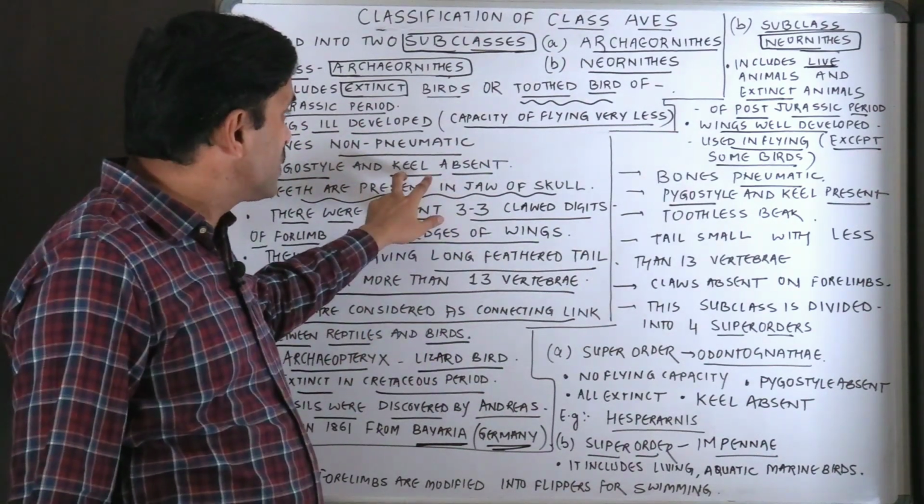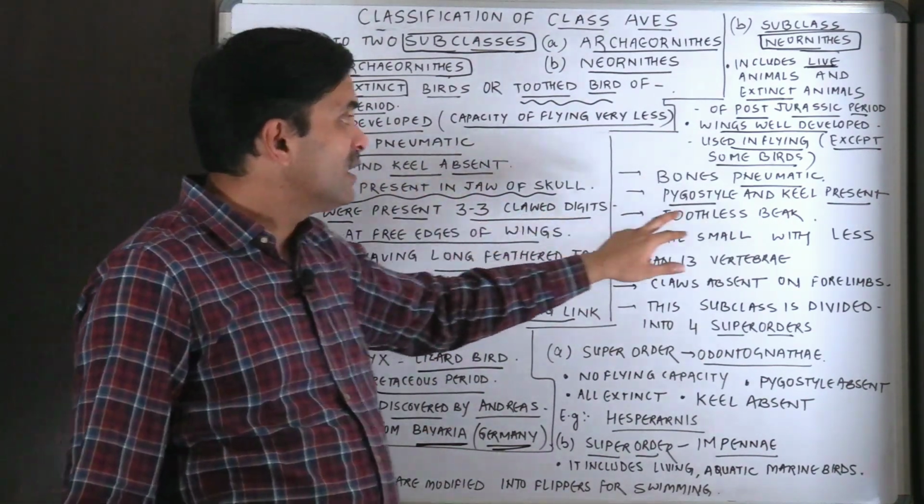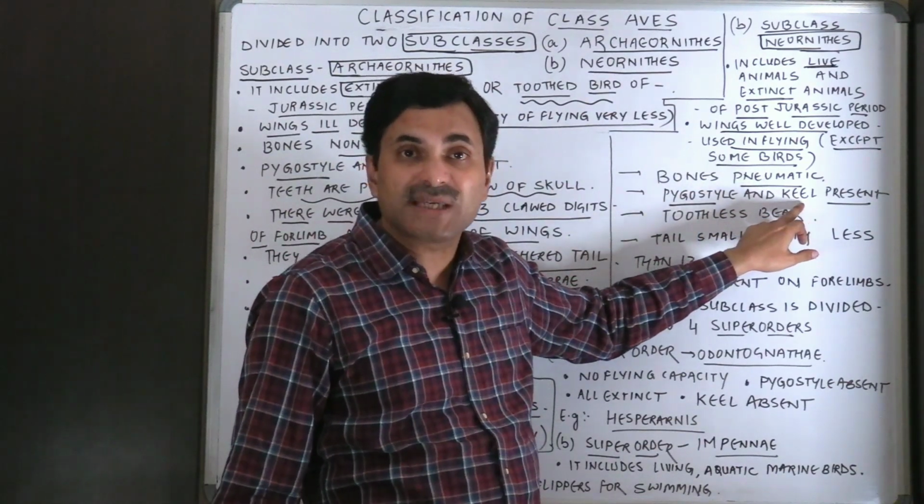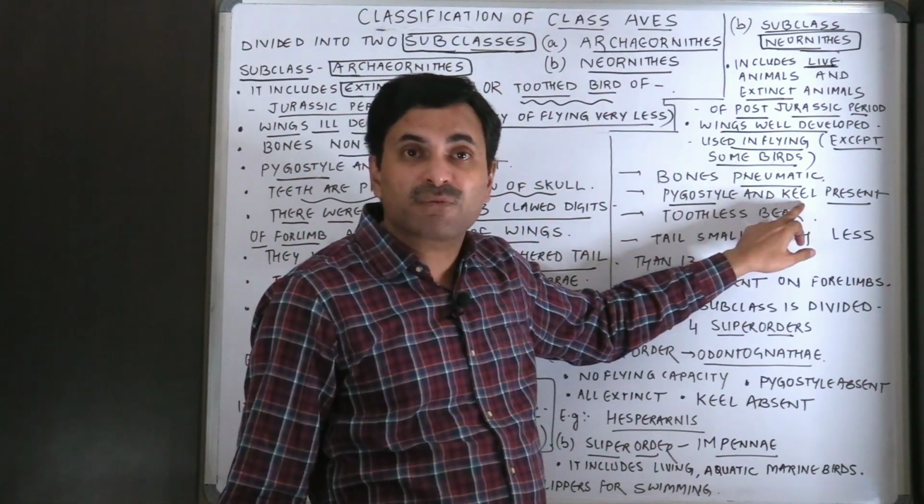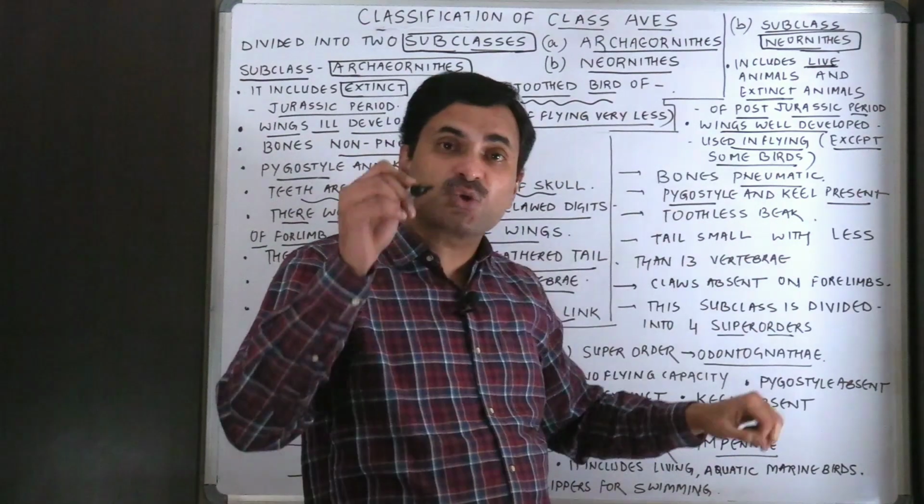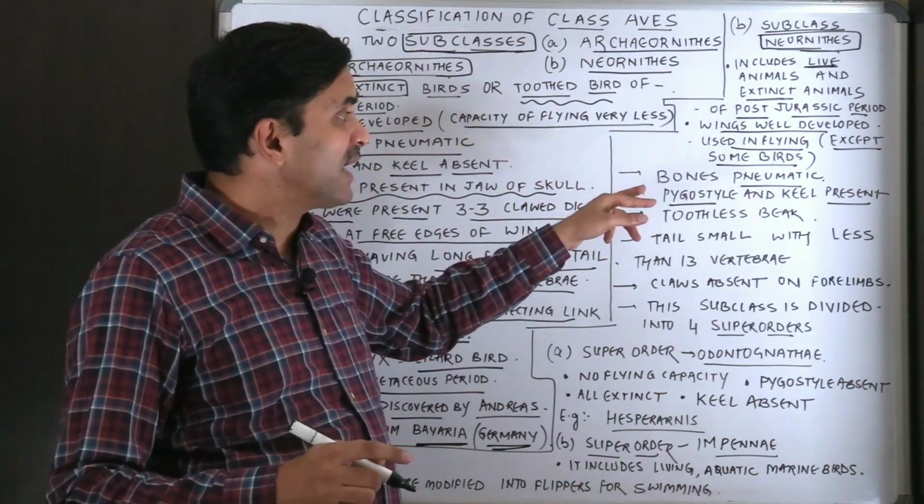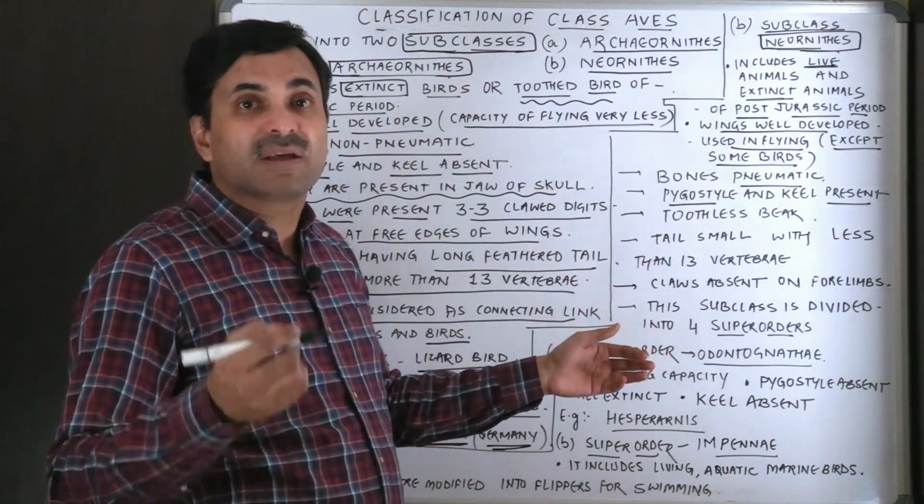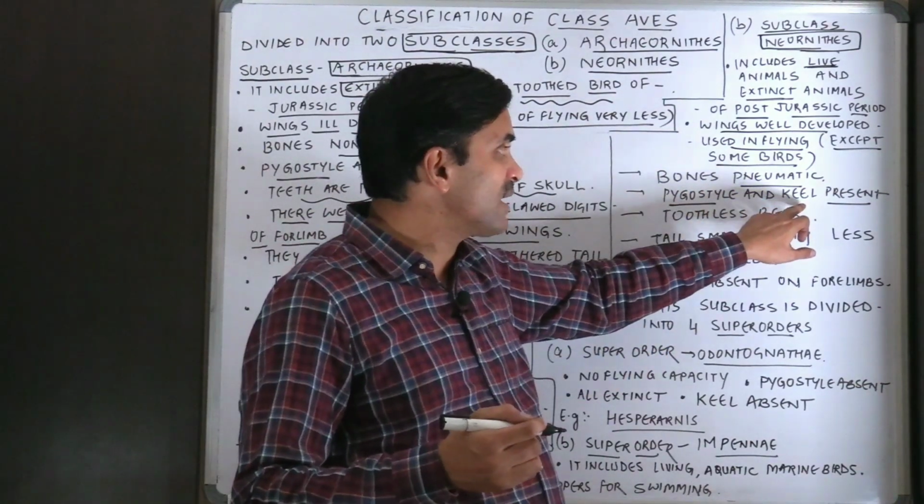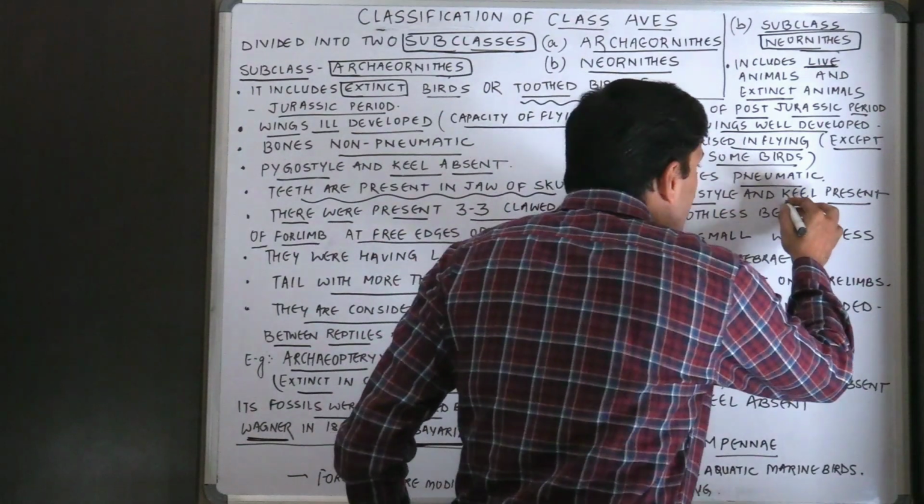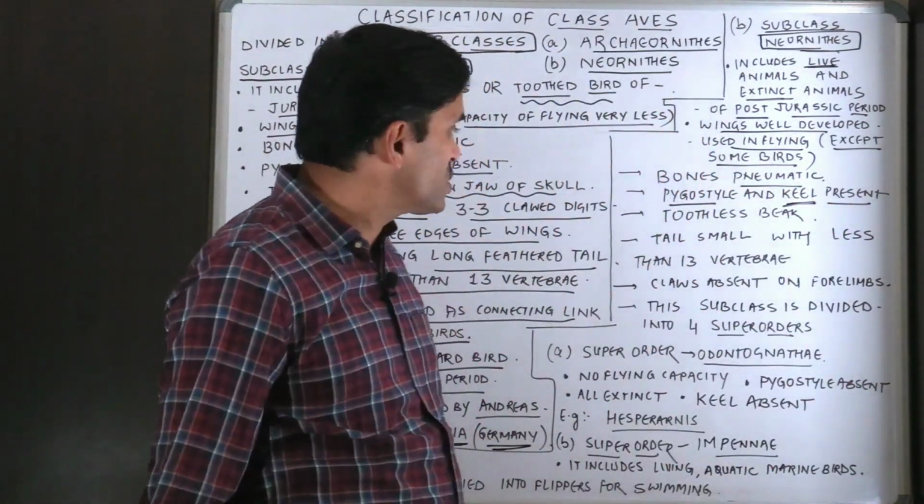But here you can also see that keel was absent. Here keel is present. What is keel? Keel is present at the base of the sternum, and attached to the keel are the flight muscles. Because they are having the flying capacity, so definitely the flying muscles will be attached with the keel region present at the base of the sternum.